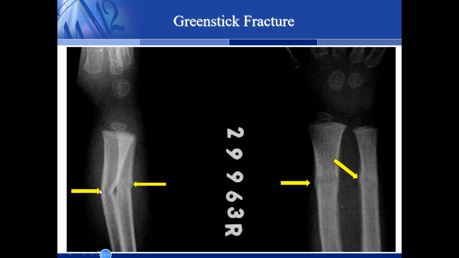Here is the cortex. The cortex is in continuity, but it's buckled. So we call it greenstick fracture. In this view, we also could find the buckled cortex, and this is the lateral view. We also could find the cortex buckled, but it's in continuity, so we call it greenstick fracture.